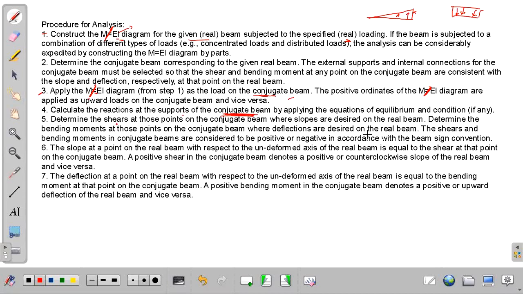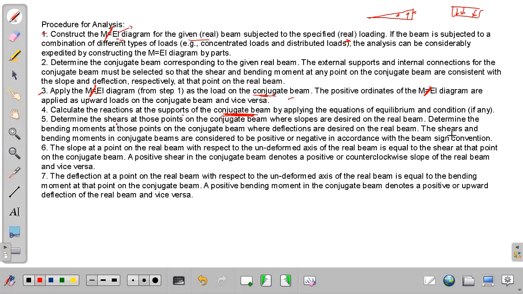Okay? So for example, you want to solve for the slope and deflection at B. So, in your conjugate beam, you need to solve for the shear and bending moment at that particular point B. Okay? So, pagka ang hinahanap sa problem is the slope and deflection at A, you need to solve for the shear and moment at A for the conjugate beam. Okay? Since yung shear sa conjugate beam, equal siya sa slope sa real beam. Tapos yung moment sa conjugate beam, equal siya sa deflection doon sa ating real beam. Okay?